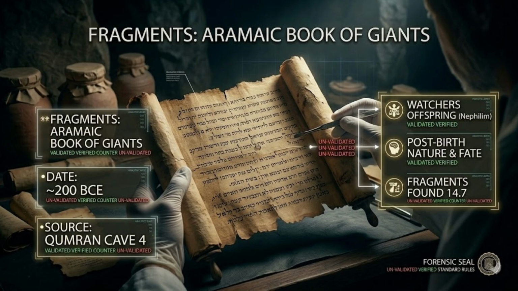The Book of Giants. A fragmentary Aramaic text, preserved by the same community that preserved the Book of Enoch, that focused specifically on what the Nephilim, the offspring of the Watchers, actually were after their birth, what they did, what they became, and crucially, what happened to them.